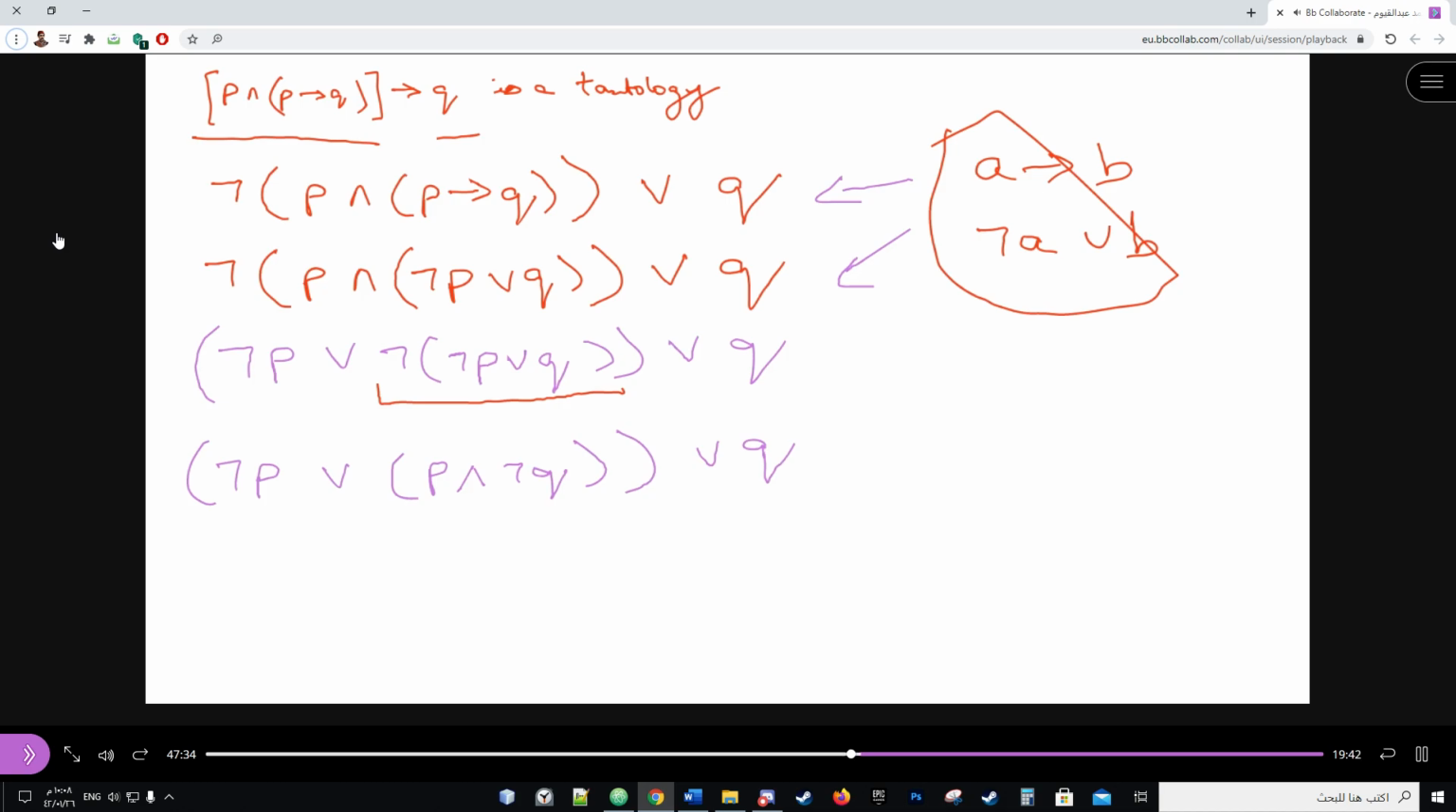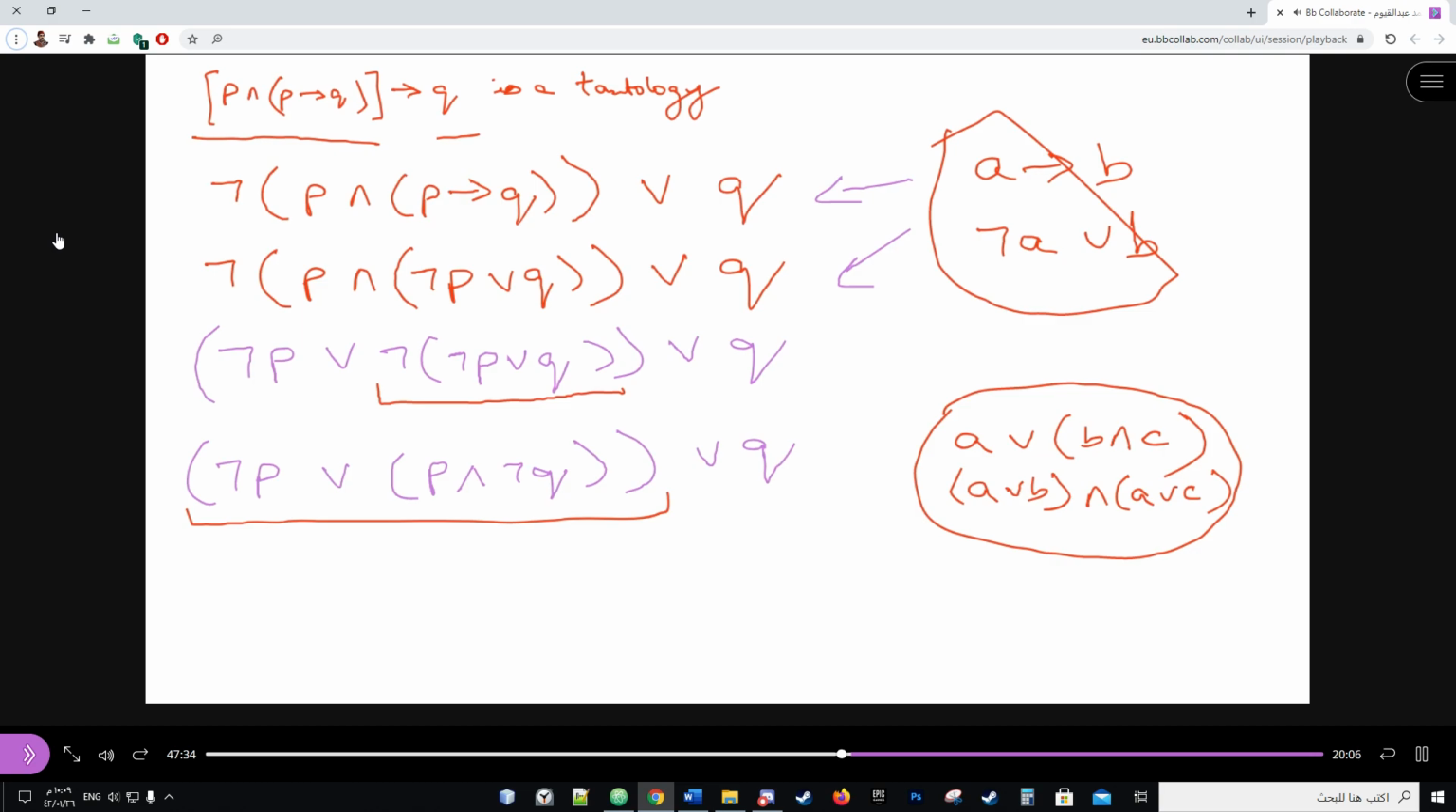So far, so good. Now we apply the distributive law on this portion. So it's like A or B and C. So we write it as A or B and A or C. So we apply it over here. So we get not P or P, and not P or not Q, and this whole thing in the bracket or Q.